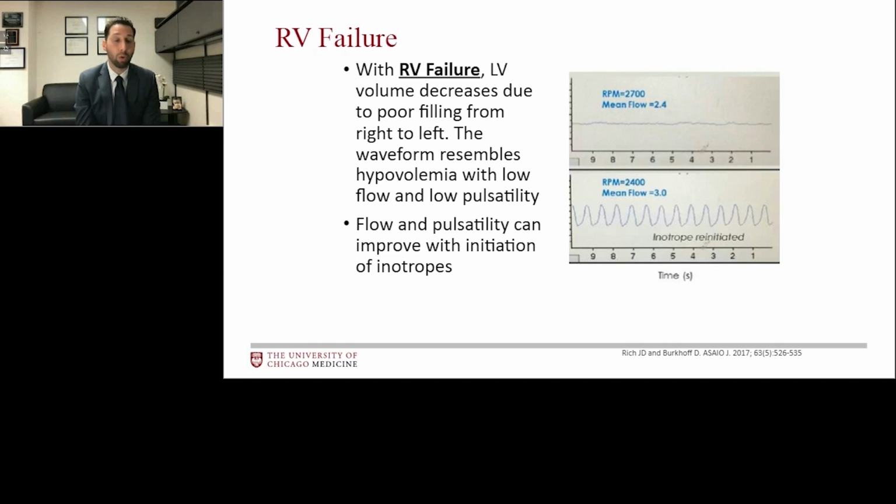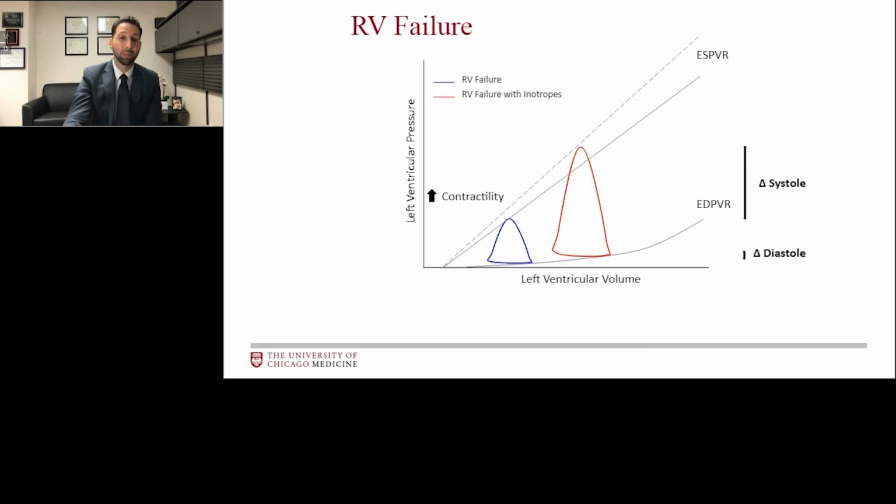Left ventricular pressure is going to drop because of an underfilled left ventricle. The pressure gradient across the LVAD is going to widen and flow is going to decrease. The difference here, however, is that in response to an inotrope, for example, we can restore normal flow and normal pulsatility. And why is that? Well, let's look at the pressure volume loops.